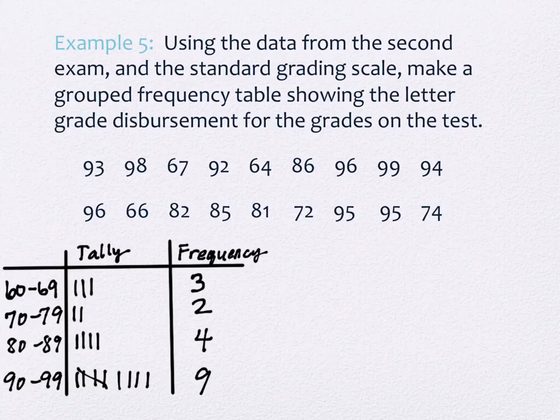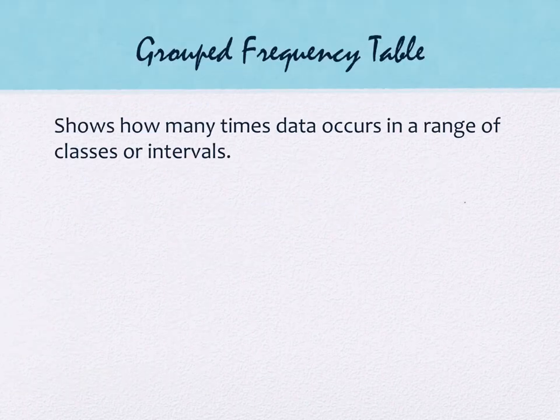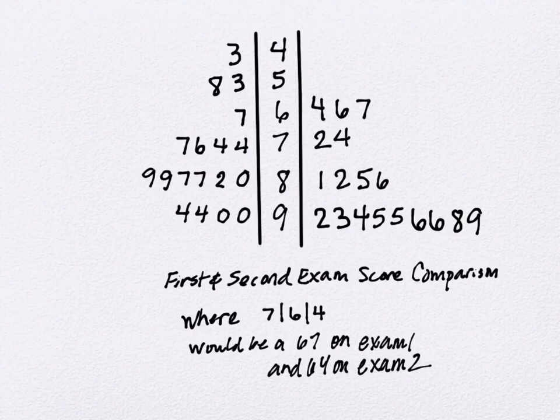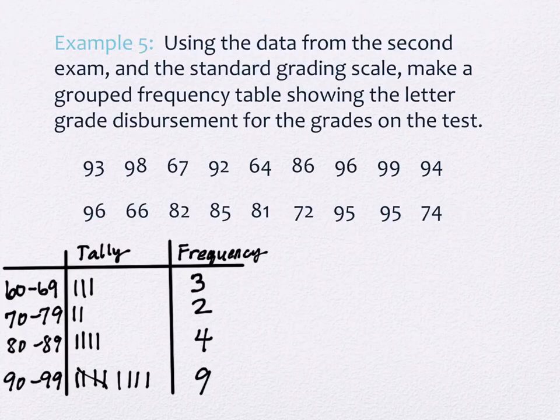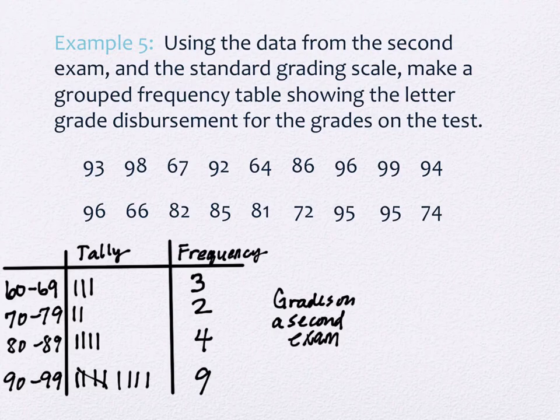You lose accuracy, but visibly, I don't have to look over here and, if I wanted to know, and count. Well, how many A's were there? Well, here I would have to count. Here, it's already written in for me. So there is a little bit of that trade-off. Still need a title. So these are grades on a second exam. And we'd be done.